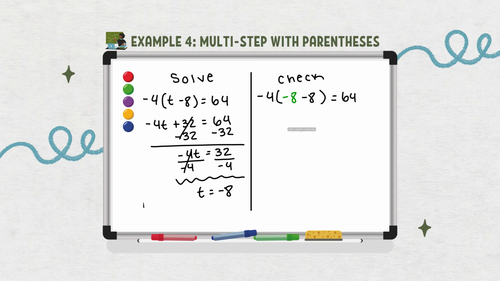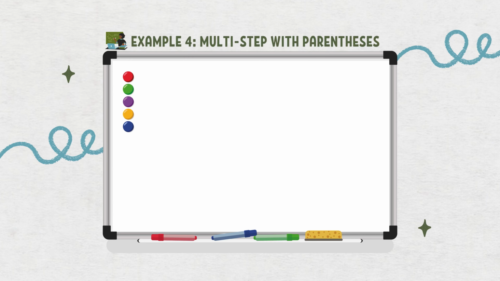So we have negative 4 times negative 8 is going to be 32. And then once again, negative 4 times the other negative 8 is also going to be positive 32. So 32 plus 32 equals 64. Another way you could have done this is solve what's inside the parentheses, which would have given you negative 16, and negative 16 times a negative 4 would have still given you a positive 64. So our answer is t equals negative 8.